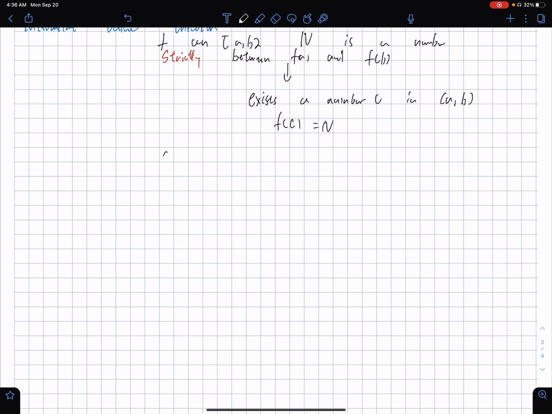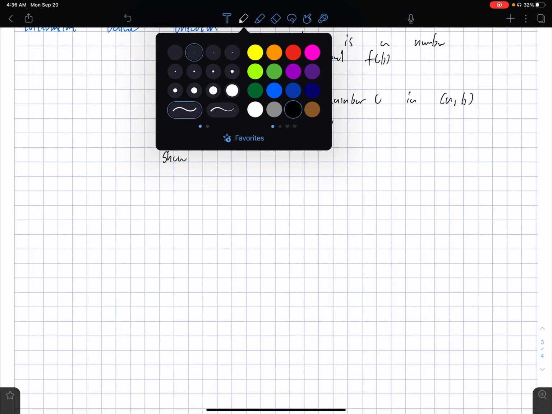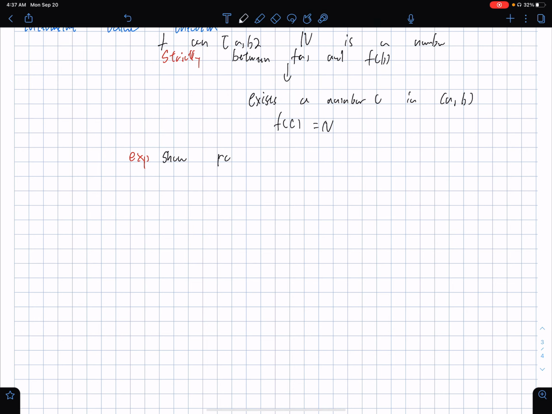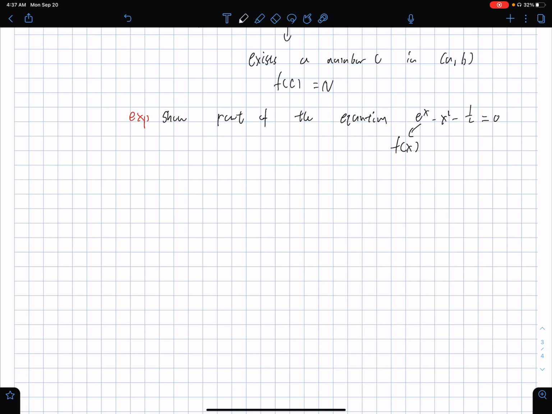So I will give an example here. If you wanted to show that there is a root of the equation e^x minus x squared minus 1/2 equals 0. Now, first we have to say that this function is f(x). Well, f(x) equals this. Now, first we need to find numbers a and b such that f(a) is larger than 0 and f(b) is smaller than 0.